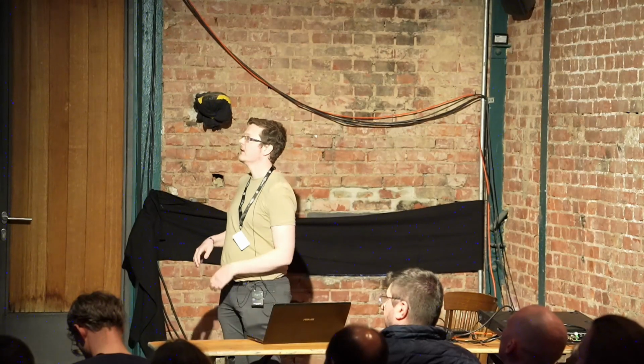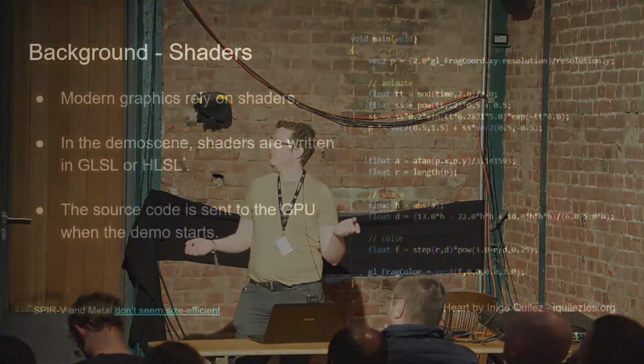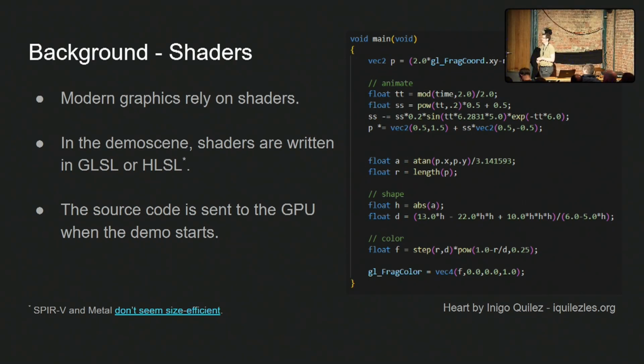So, shaders. All modern graphics rely on shaders, basically. In the demo scene, we use mainly GLSL and HLSL shaders. The source code looks like this. It's pretty much like C code without the pointers, but with a couple of other built-ins. But the language looks like C.